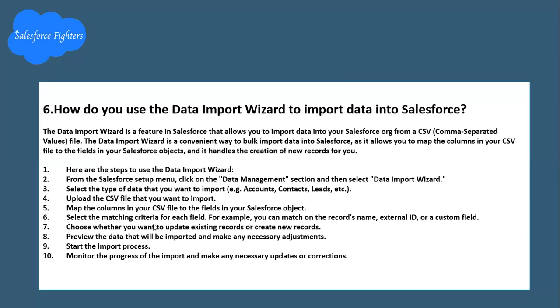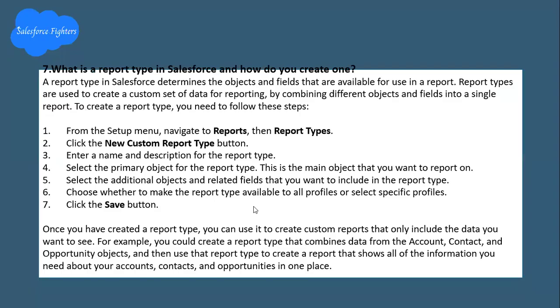Fifth, select the matching criteria for each field. For example, you may want to match on record name, external ID, or custom fields. Next, choose whether you want to update existing records or create new records. Next, preview the data that will be imported and make any necessary adjustments. Next, start the import process. Next, monitor the progress of the import and make any necessary updates or corrections.